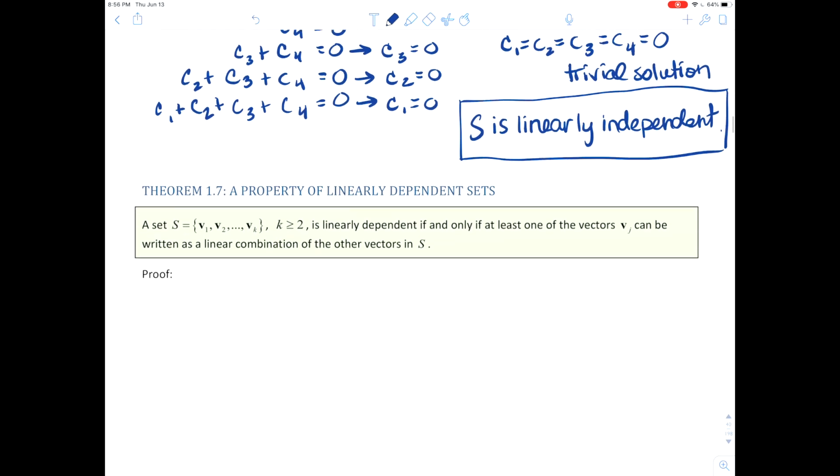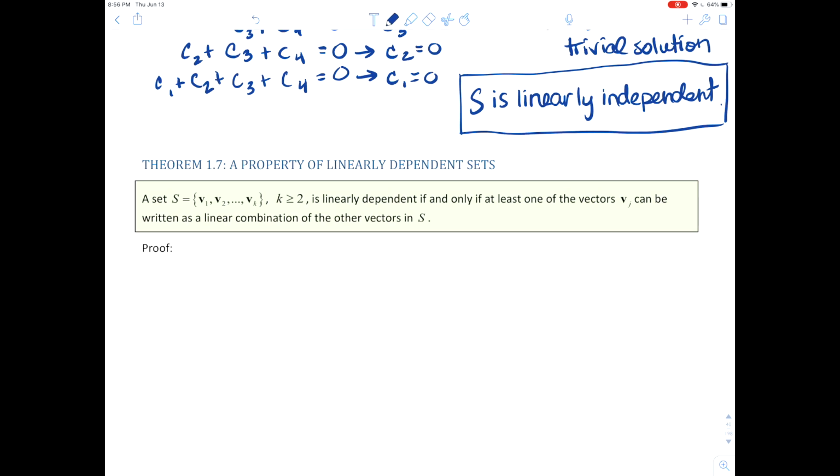All right, so a property of linearly dependent sets. It turns out that a set of vectors, S equal to vector 1, vector 2, all the way down to vector k, where you have at least two vectors, is linearly dependent if and only if at least one of the vectors Vj can be written as a linear combination of the other vectors in S. Cool, cool? So when you have an if and only if proof, you have to go both ways, right? Both directions. So the first direction, we're going to assume linear dependence. Okay, I'll say part 1.